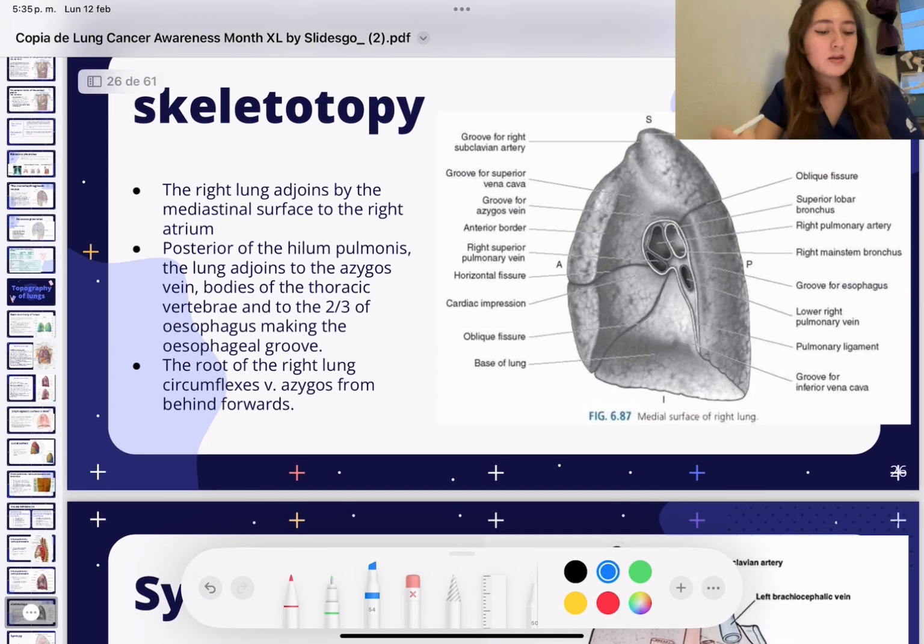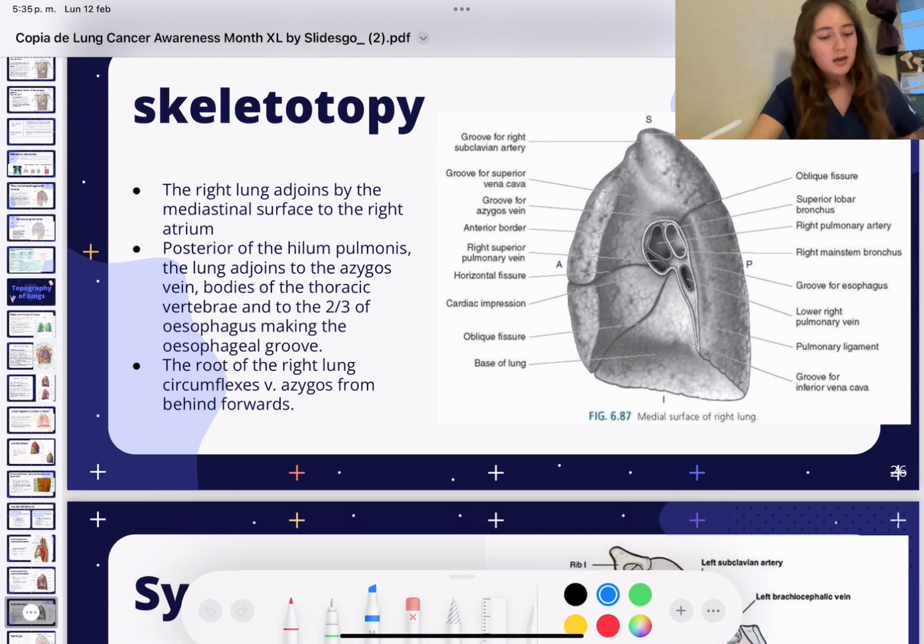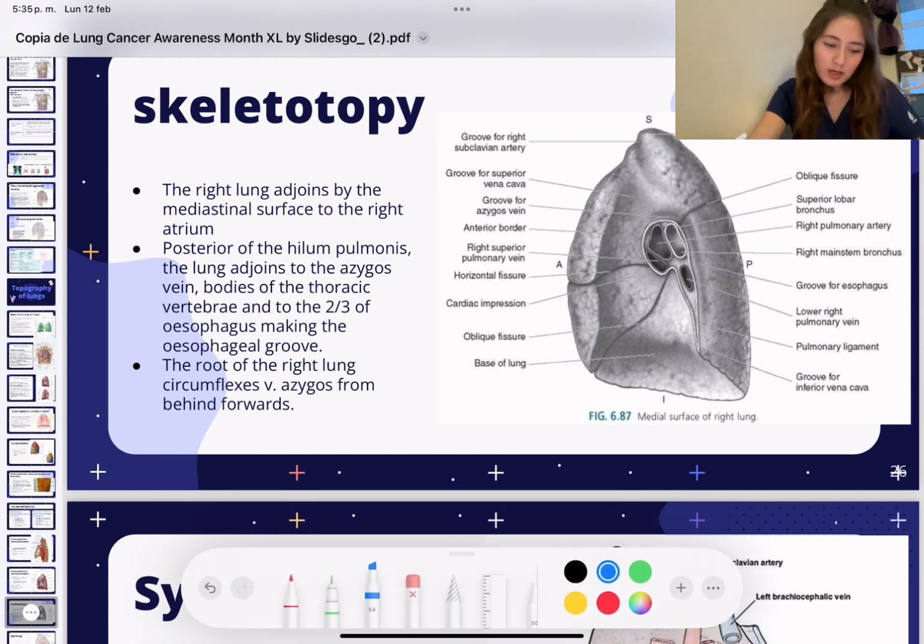Syntopy. The right lung adjoins by the mediastinal surface to the atrium. Posterior of the hilum pulmonis, the lung adjoins to the azygos vein, bodies of the thoracic vertebrae, and to two thirds of the esophagus, making the esophageal groove. The root of the right lung is circumflexed by the azygos vein from behind forward.